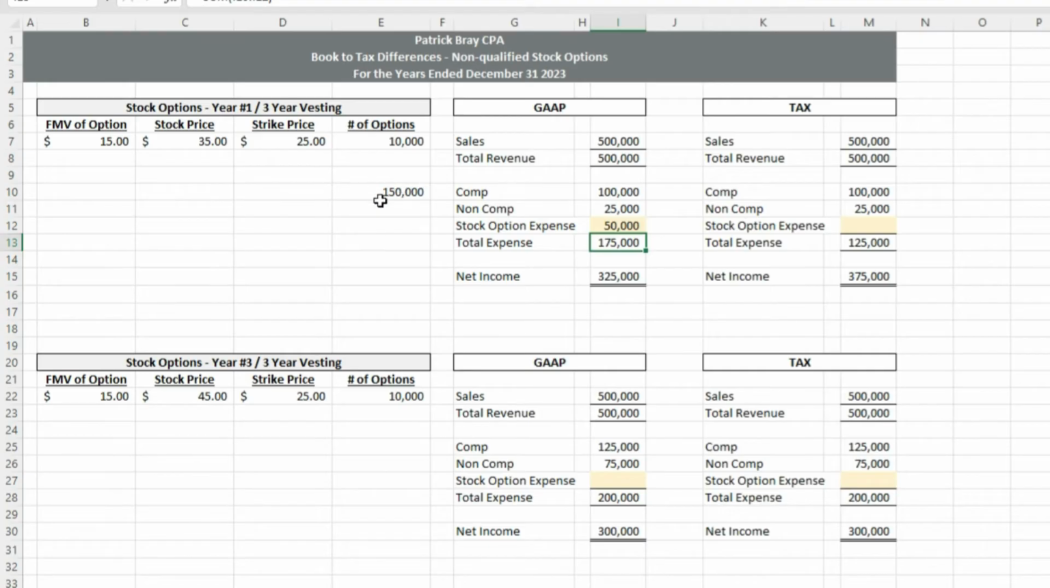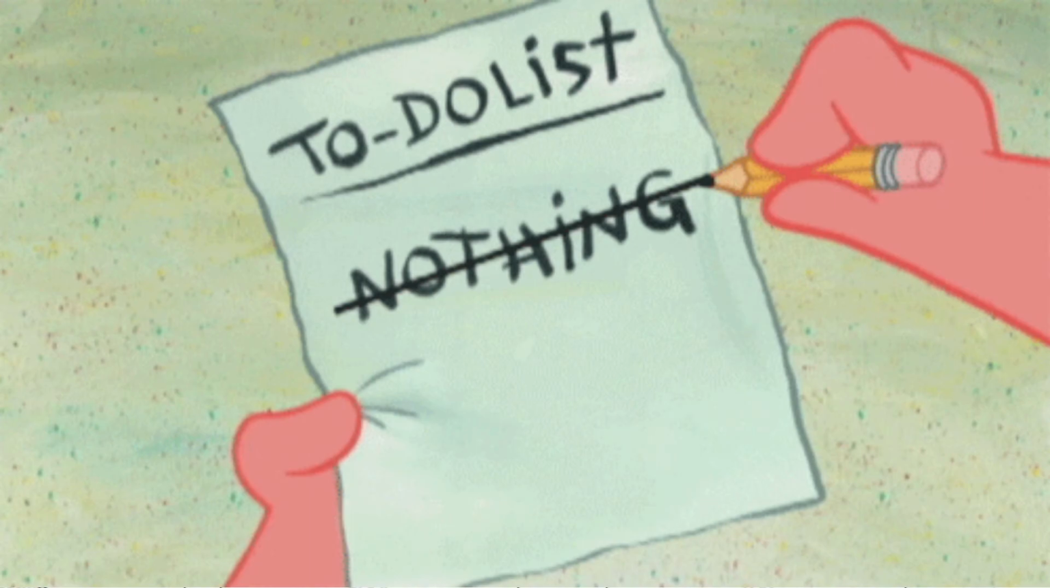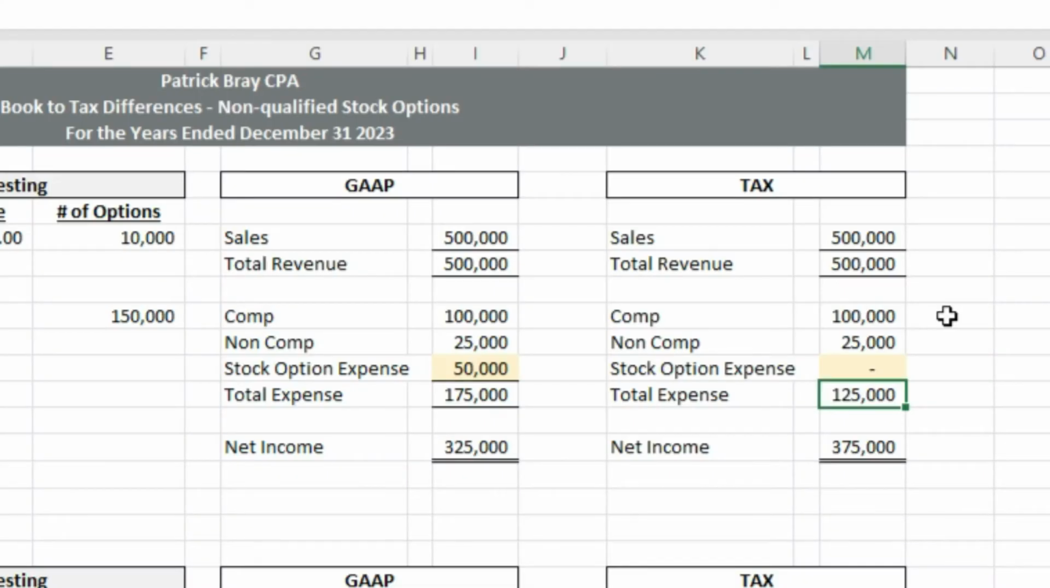Now, from a tax standpoint, year 1, literally going to do nothing. Just because the stock option has been granted, from a tax standpoint, that does nothing. The person receiving them doesn't have a taxable event. The company granting them, it doesn't have a taxable event either. There's no tax consequence until the person who received the stock option actually exercises.